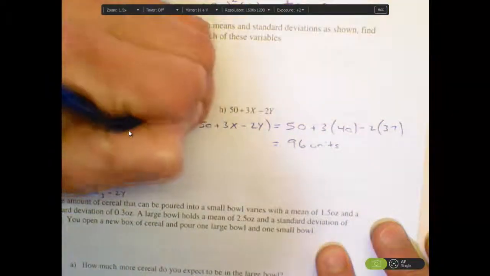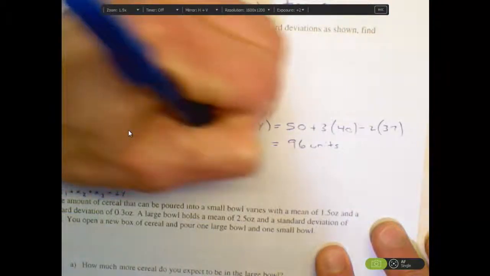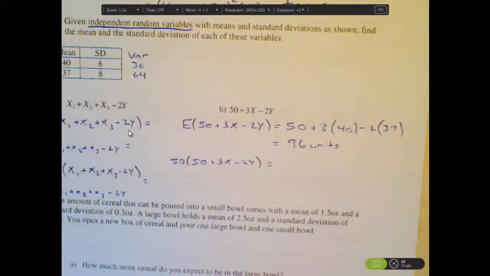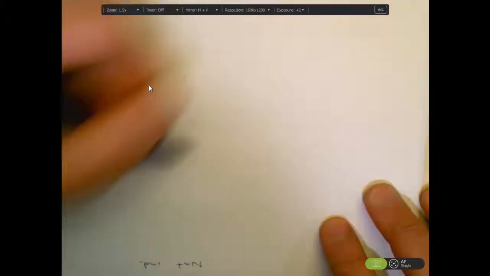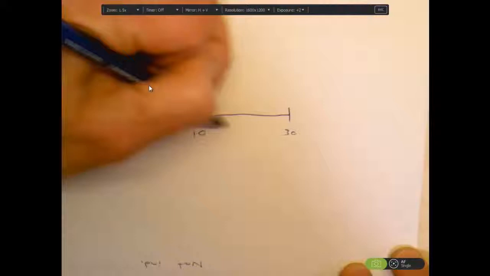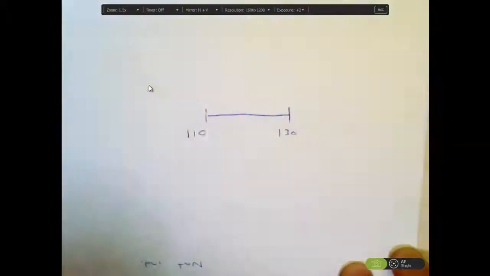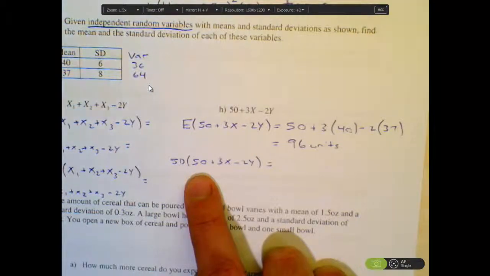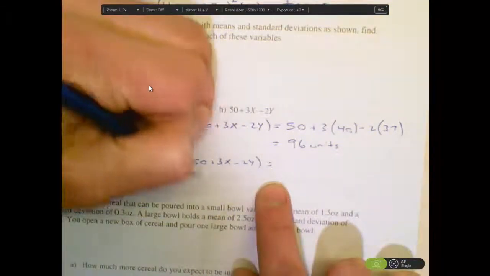Okay, for the standard deviation of 50 plus 3x minus 2y, again, I need to have good notation, that or sigma sub this. Now what I need to think about is that adding and subtracting does not affect measures of spread. If you take a look at this here, if I have a range, and this is 10 and this is 30, and I add 100 points to everything, this is now 110 and 130. The spread, the variability did not change. So adding and subtracting does not affect measures of spread, and what I mean by that are range, IQR, standard deviation. So I'm not going to include this 50.